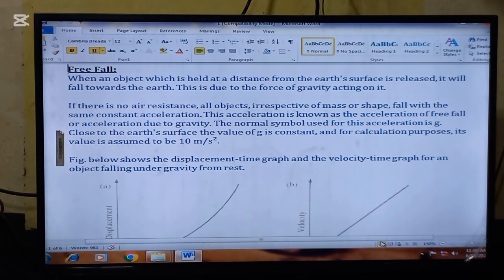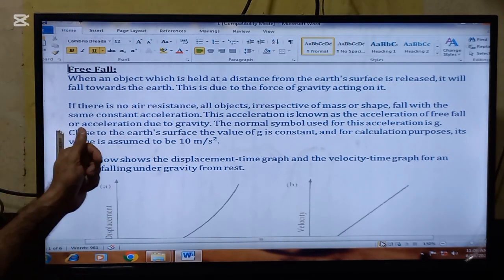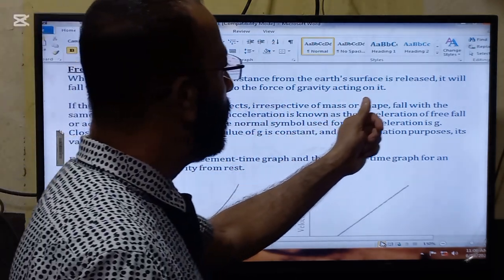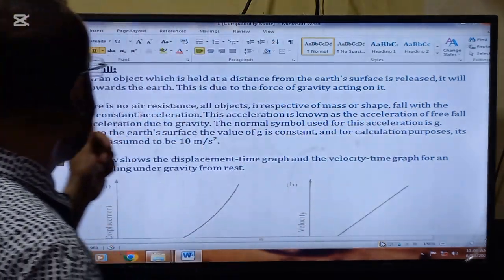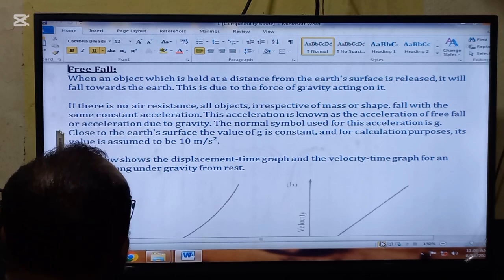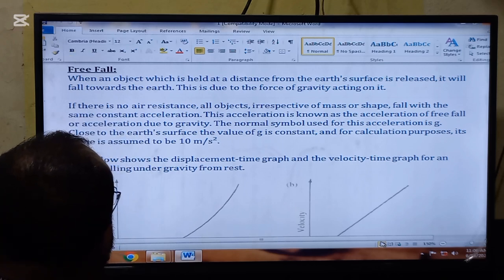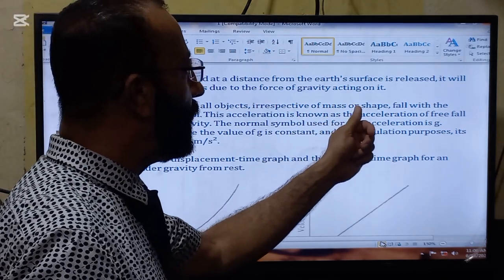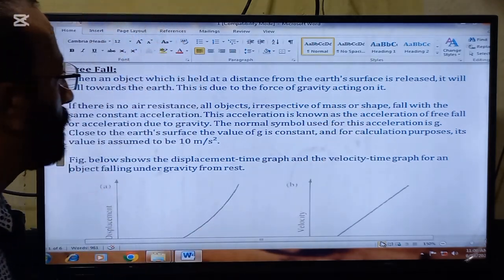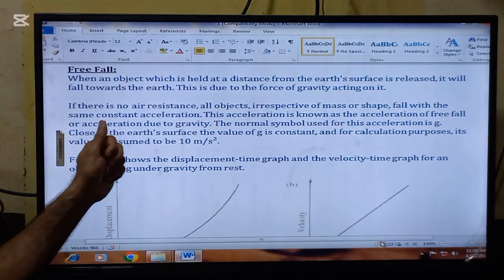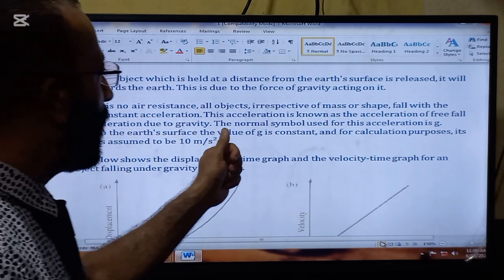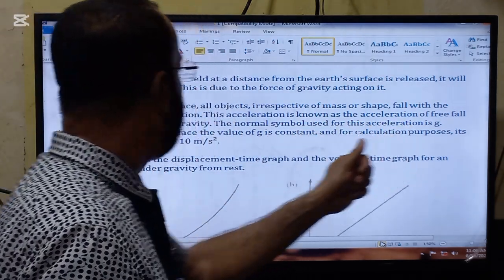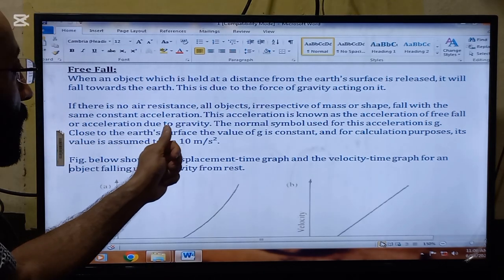Concentrate yourself now. When an object which is held at a distance from the Earth's surface is released, it will fall towards the Earth. This is due to the force of gravity acting on it. If there is no air resistance, all objects, irrespective of the mass or shape, fall with the same constant acceleration.